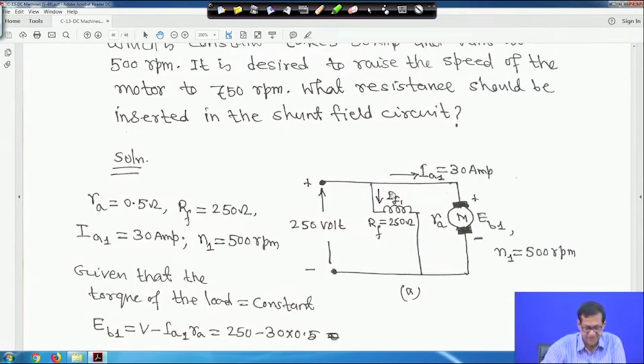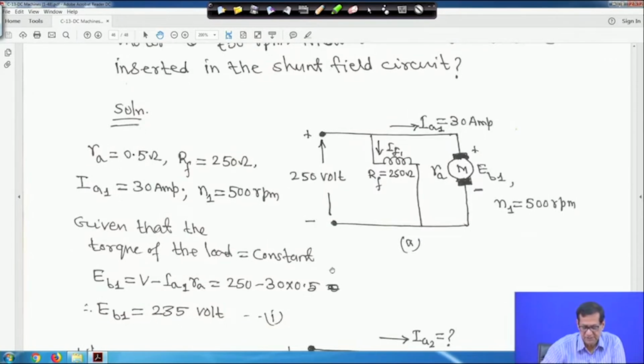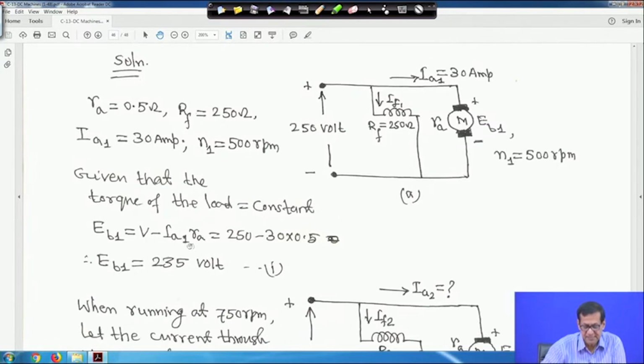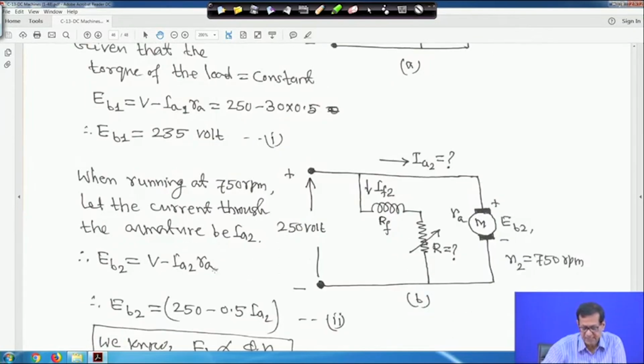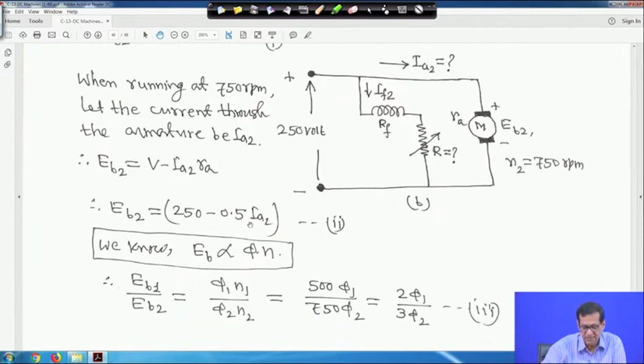So everything is given. Given that the torque of the load is constant, the back EMF in the first case EB1 will be V minus I1 Ra. So V 250, I1 30 and Ra 0.5. So 235 volt in the first case. Now in the second case, we have to raise the speed to 750 rpm. So a resistance R has been inserted here. We have to find out what R is. While running at 750 rpm, let the current to the armature be Ia2. So EB2 is equal to V minus Ia2 into Ra. So Ra is 0.5 ohm. Therefore EB2 is equal to 250 minus 0.5 Ia2.